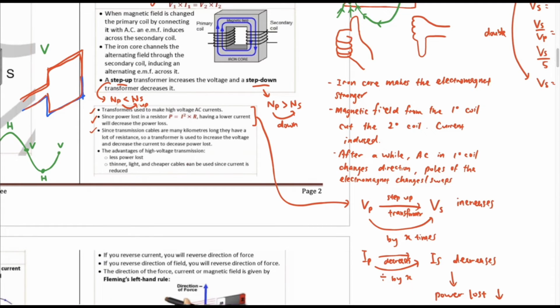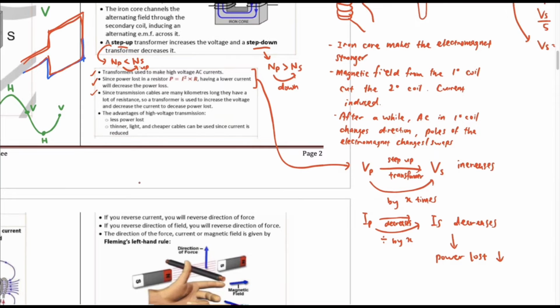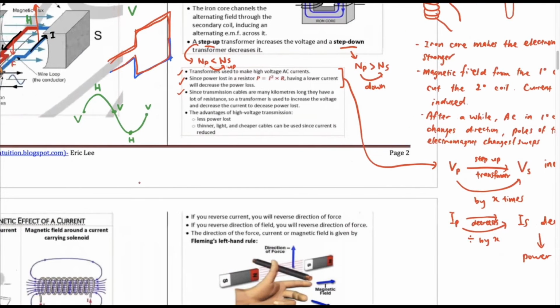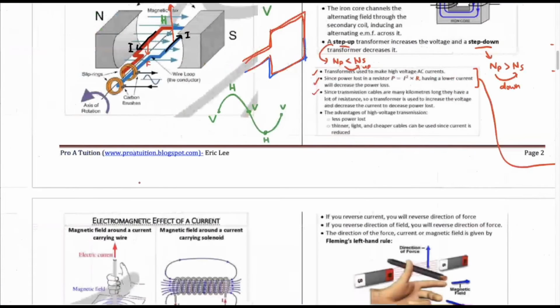The advantage of high voltage transmission is less power loss. Thinner, lighter, and cheaper cable can be used since current is reduced. So there's no need to use copper cable, which is very expensive. Maybe you can use aluminum. Aluminum cable is cheaper, so you can save costs as the power loss is minimized already. Okay, so that is all about transformers.